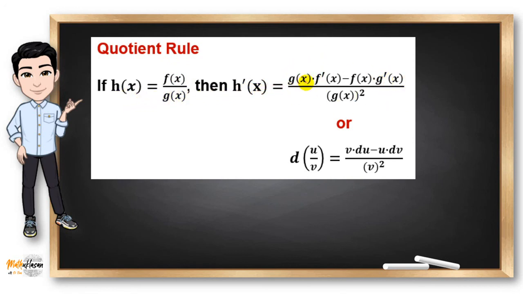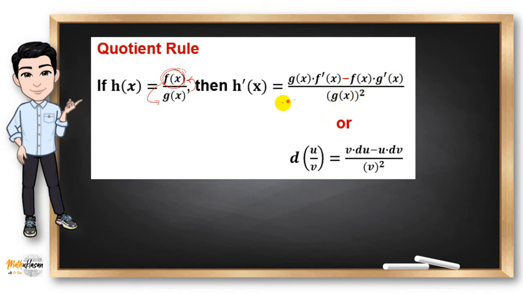So ang sinasabi dito, una, i-copy mo muna yung function sa baba or on the denominator, then multiply it to the derivative of the numerator. So after nun, minus f of x, this time ikakopy mo naman yung numerator at imumultiply mo naman dun sa derivative ng denominator and all over g of x squared.